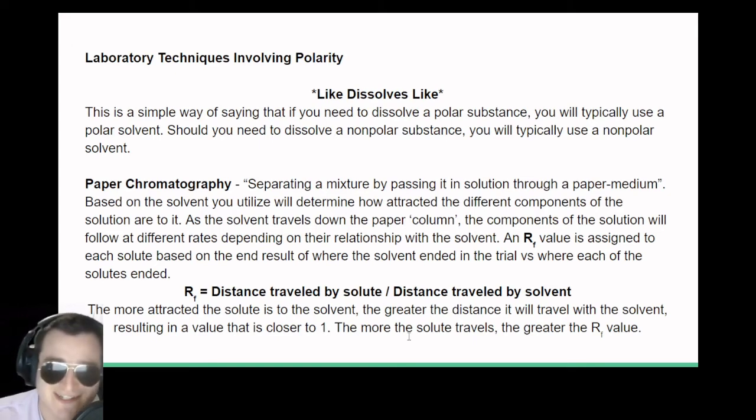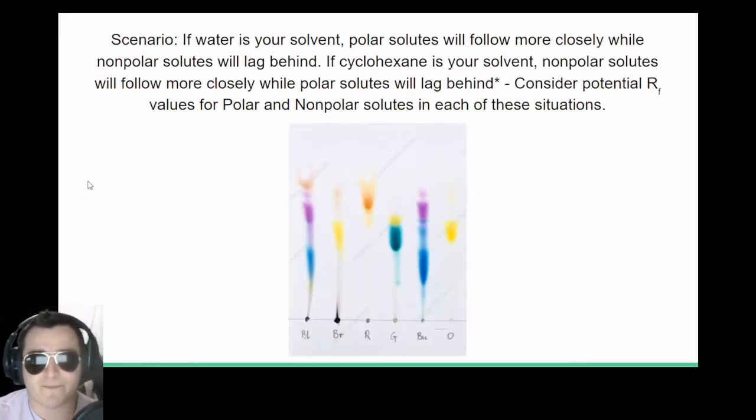So the closer your value to 1 is, the more attracted the solute is to the solvent, because this ratio can't be greater than 1. Your solvent will always travel faster, and so you can get values really, really close to 1 if the solute is very attracted to the solvent.